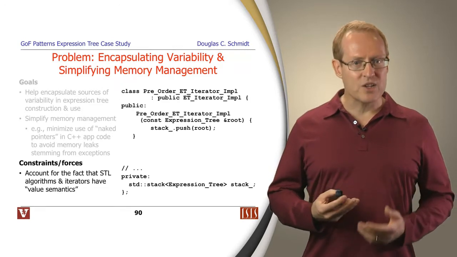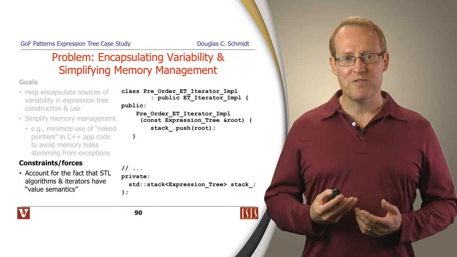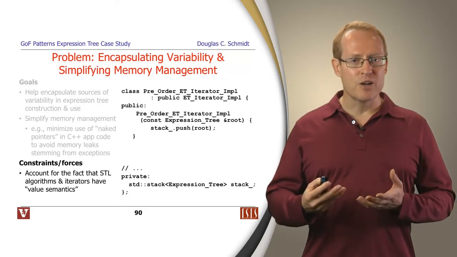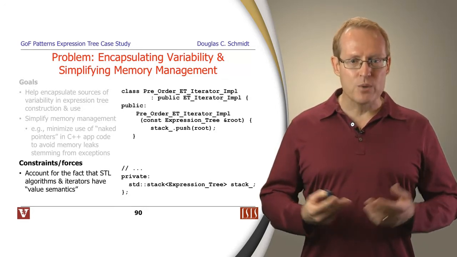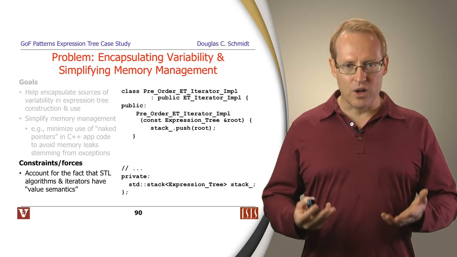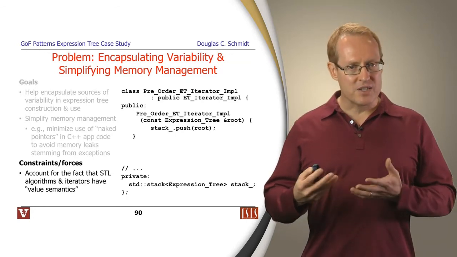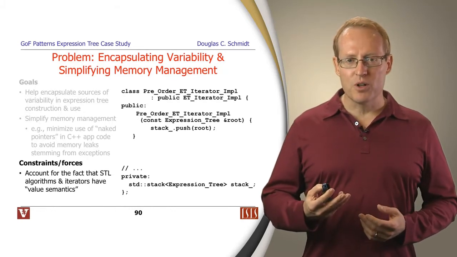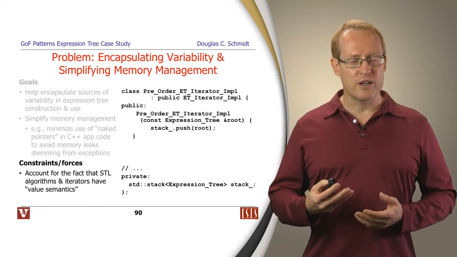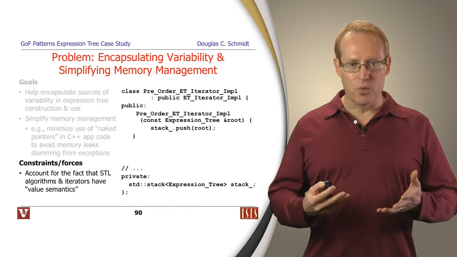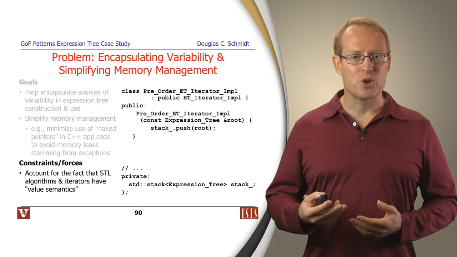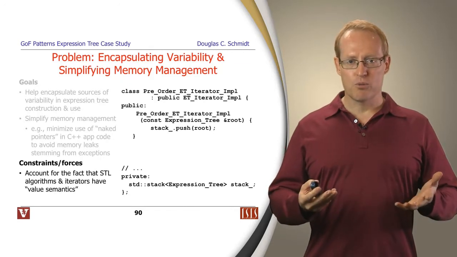Another constraint to our solution here is we want to account for the fact that the C++ standard template library has algorithms and iterators with so-called value semantics. In other words, they call copy constructors when you pass things to functions and return values from functions. Here's an example from a pre-order expression tree iterator implementation, which we'll talk about later. And this is used for traversing an expression tree in so-called pre-order.